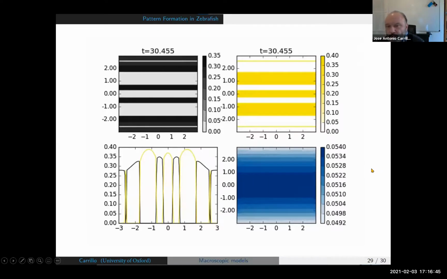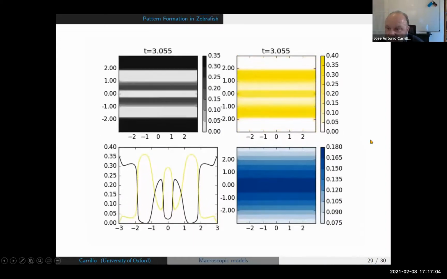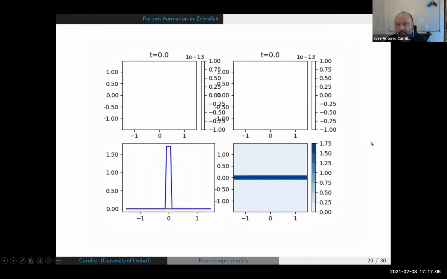Okay, so again, this very simple model is able to reproduce the formation of patterns, and here I want to comment that the formation of patterns is not based on any Turing mechanism, it's just based on differential adhesion. So purely on mechanical forces.